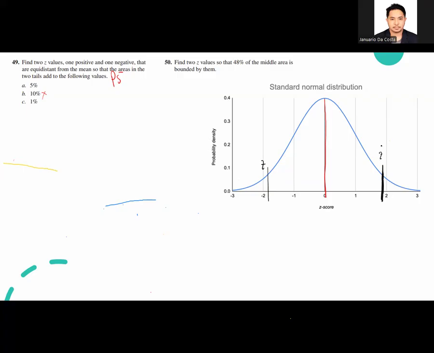What is the z value? This is the z in the positive. This is the z in the negative. We want to find the z value from the mean so that the areas in the two tails, let's call this area 1 plus this area 2, equal 10% or 0.1.